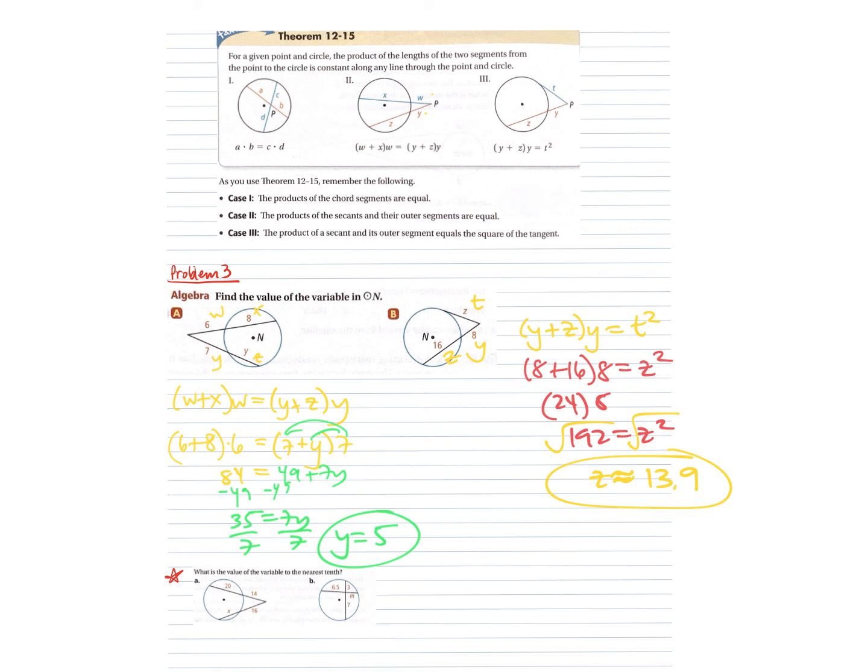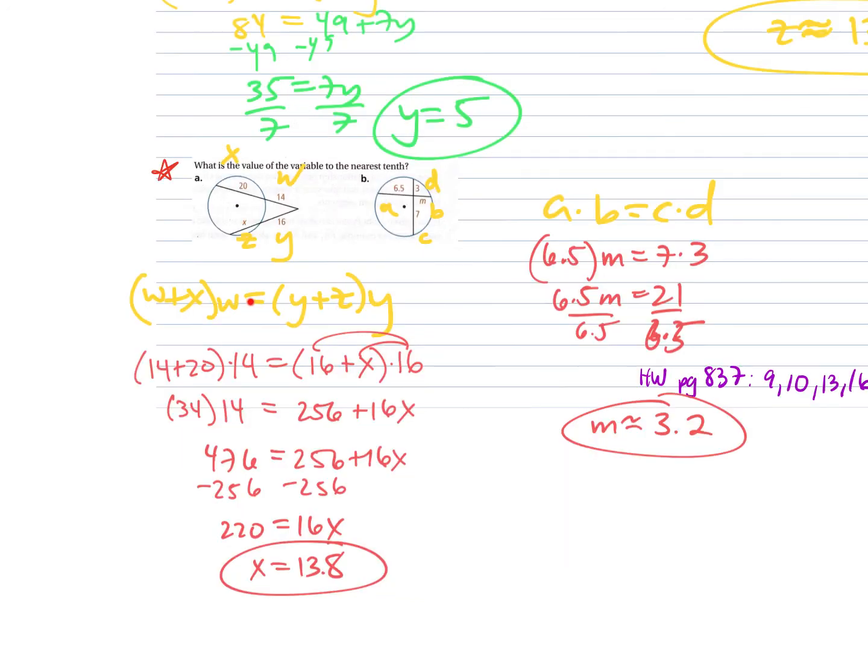Okay, so I'm going to leave this up, but you try these 2 on your own, and then check back for the solution. You can see this one uses this formula, and this one uses this formula. When you plug it in, x is 13.8, and for this one, m is 3.2. Here's your practice. Enjoy.